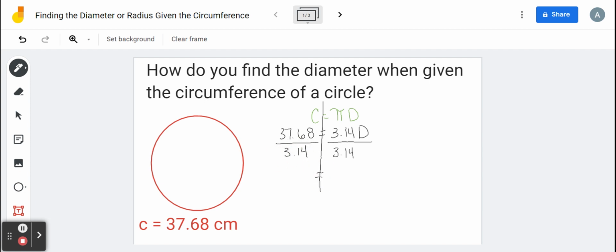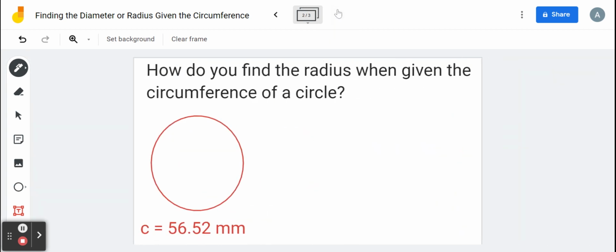and then that's going to leave me with D equals, and if we divide 37.68 by 3.14, we're going to get 12. So now we have our variable isolated and we have D equals 12. So our diameter, or distance from one end of the circle passing through the center to the other, is going to be 12 centimeters.